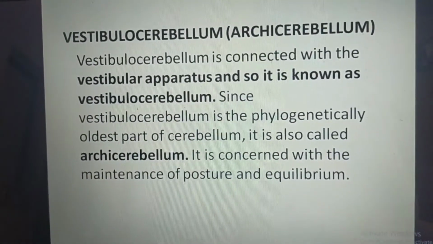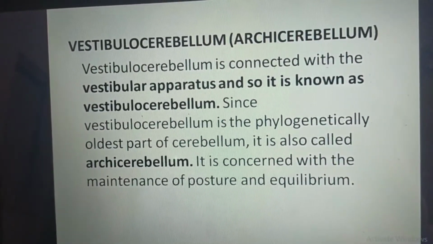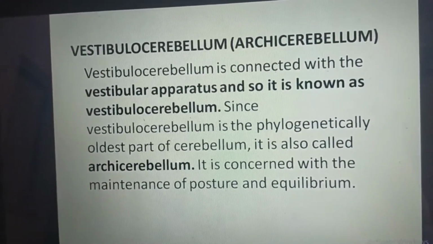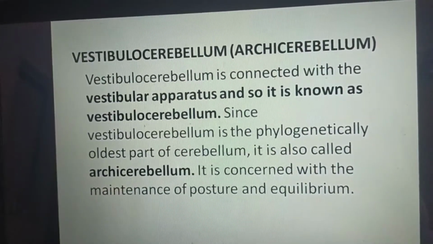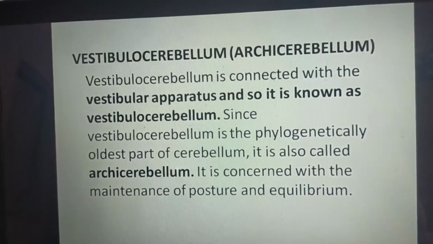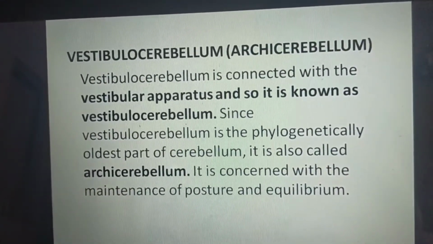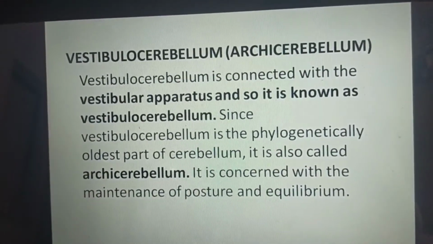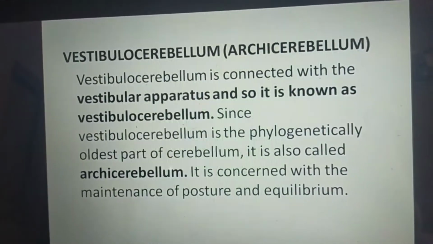First let's see vestibulocerebellum, which is also called archicerebellum. Vestibulocerebellum is connected with the vestibular apparatus, and so it is known as the vestibulocerebellum. The vestibular apparatus is the inner ear part associated with balance, so it is connected with that, that's why it is called the vestibulocerebellum. Since vestibulocerebellum is the phylogenetically oldest part of cerebellum, it is also called the archicerebellum. It is concerned with the maintenance of posture and equilibrium.